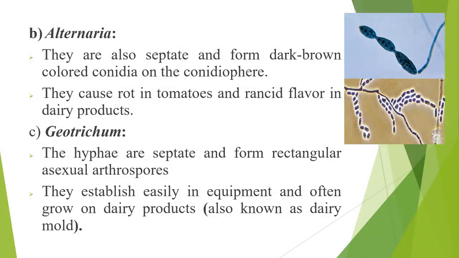And the third one is Geotrichum. Here also the hyphae are septate, and they form rectangular asexual arthrospores, and they establish easily in equipment and often grow on many dairy products, and hence they are also known as the dairy mold. So which one is the dairy mold? Geotrichum is the dairy mold. Why is Geotrichum known as a dairy mold? Because they can easily establish and grow in equipment and often lead to the spoilage of many dairy products, and hence they are known as a dairy mold.